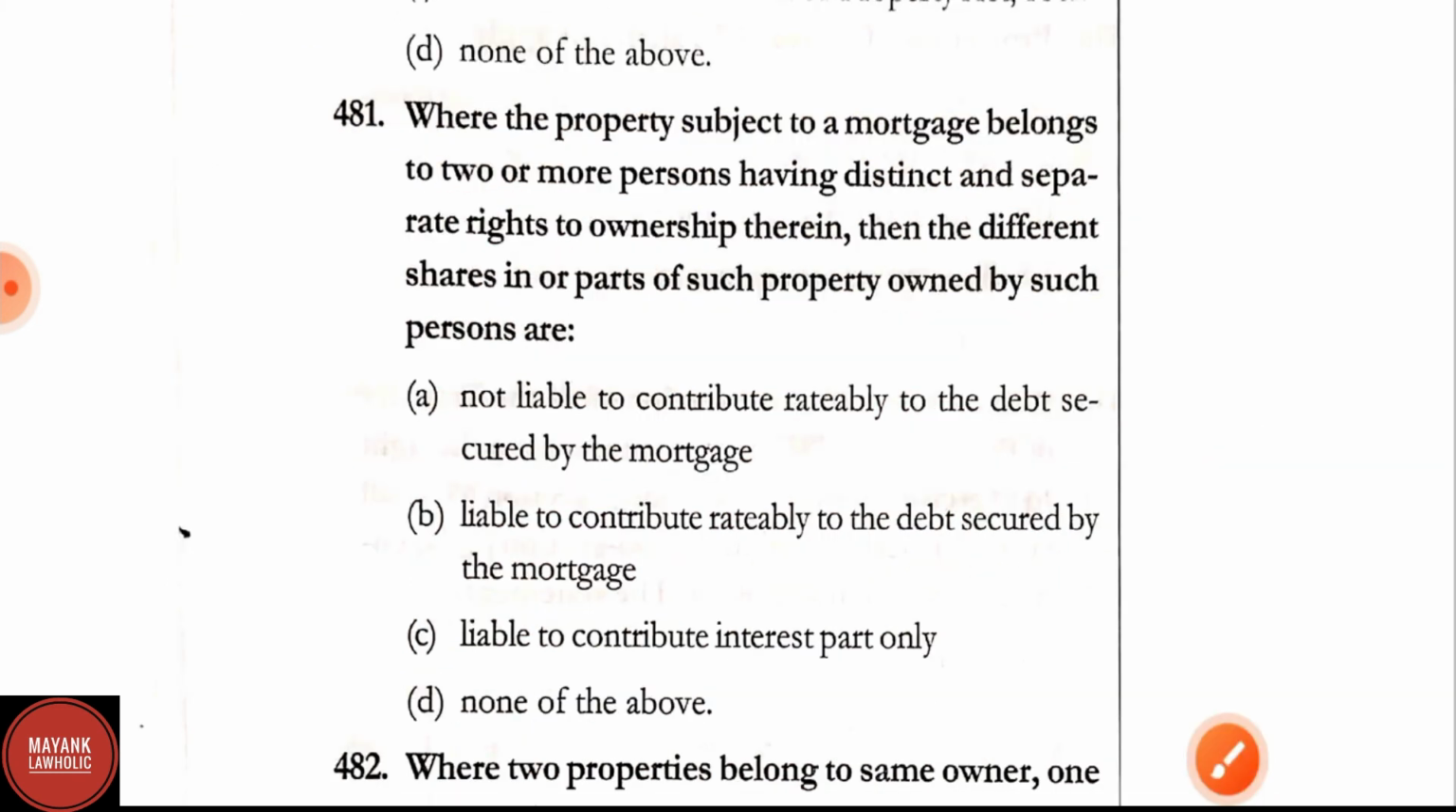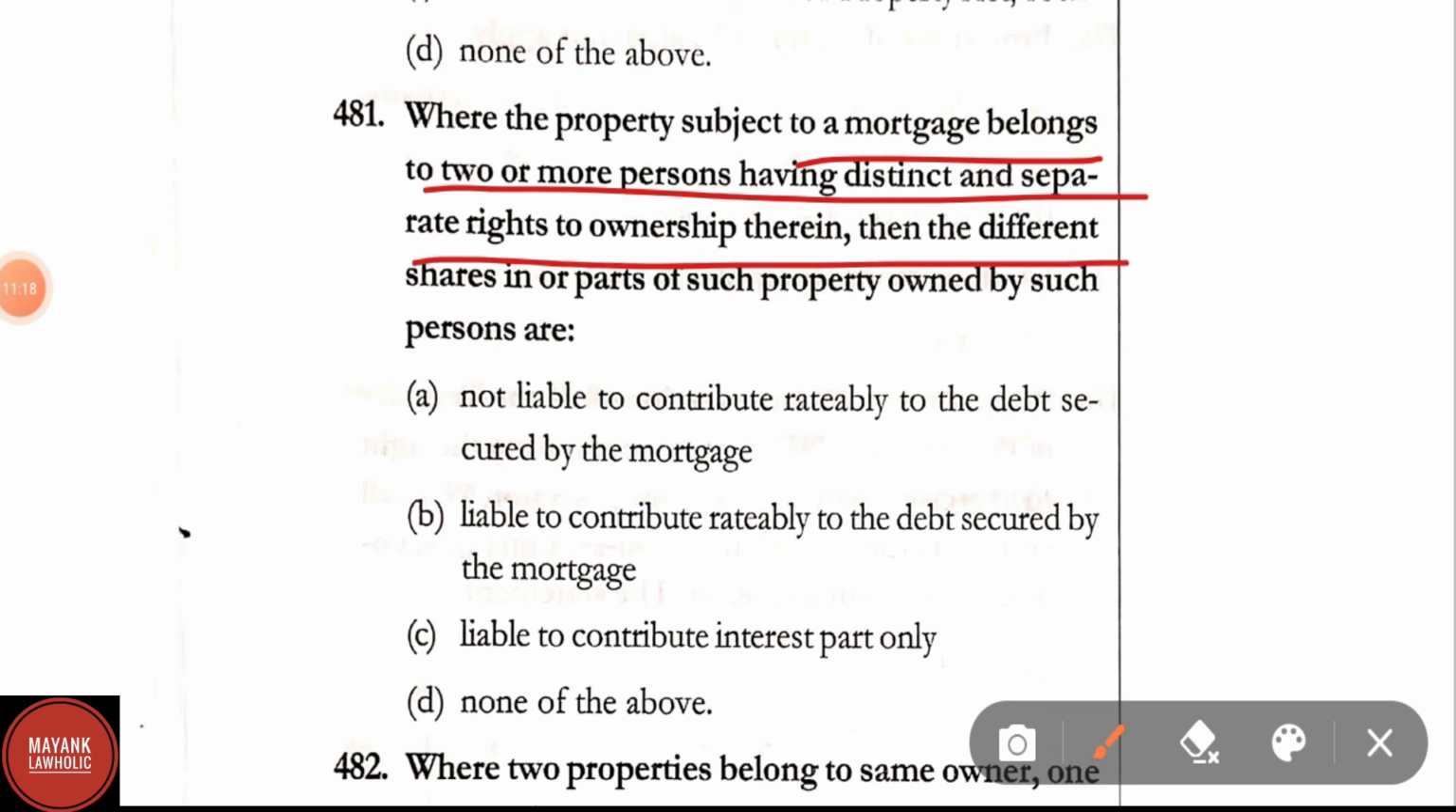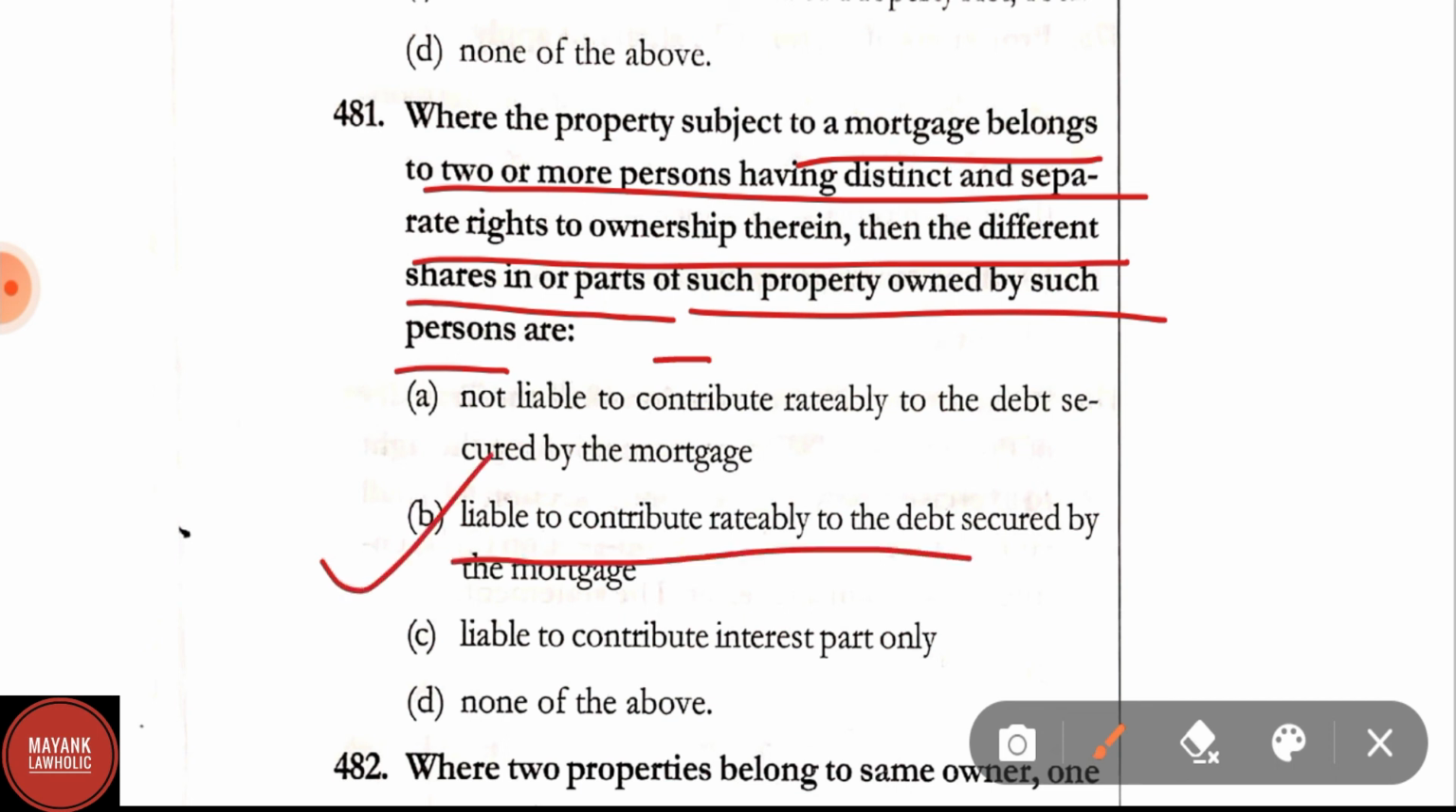Question number 481. Where the property subject to a mortgage belongs to two or more persons having distinct and separate rights of ownership therein, then the different shares in or parts of such property owned by such persons are option A, not liable to contribute ratably to the debt secured by the mortgage, option B, liable to contribute ratably to the debt secured by the mortgage, option C, liable to contribute interest part only, option D, none of the above. Here the correct answer is option B, liable to contribute ratably to the debt secured by the mortgage.